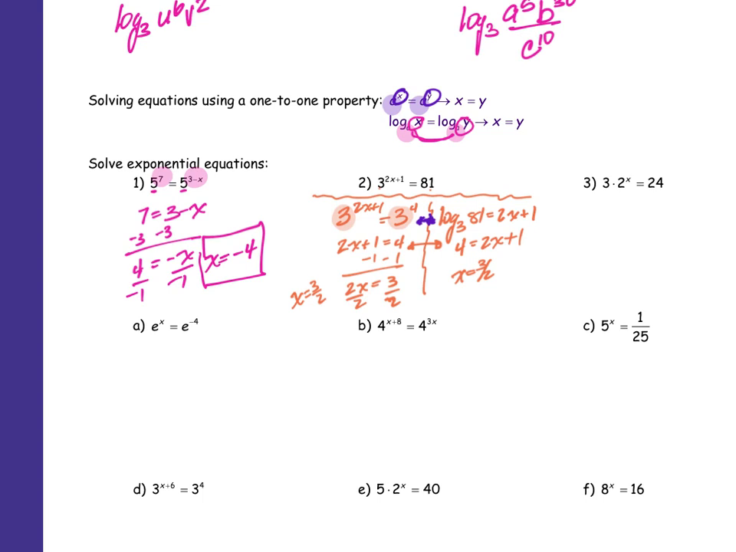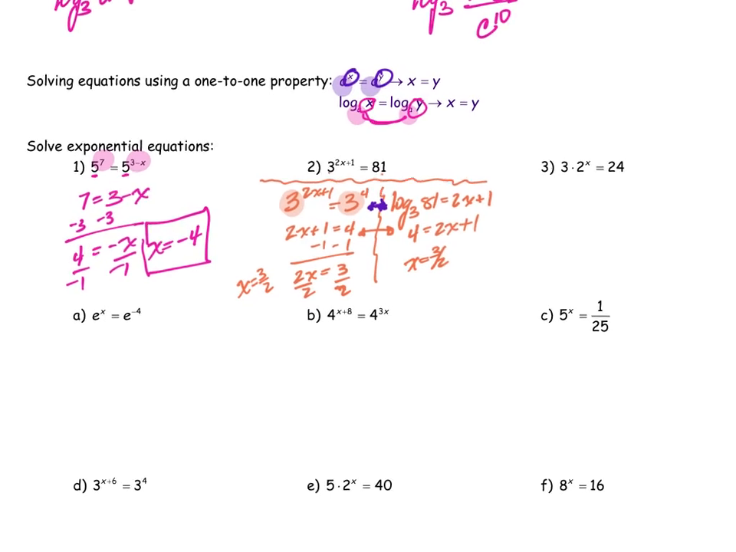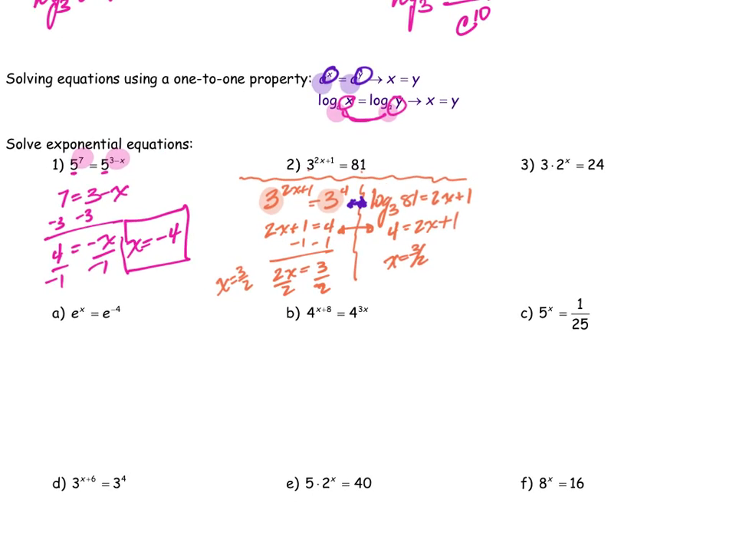So on number 3, what we need to do first is get the exponent by itself, whatever's with the exponent by itself. So I need to get this term right here by itself. I'm going to use adding, subtracting, multiplying, dividing, the inverse operations to get that by itself. So this is 3 times 2 to the x power. To undo times, I'm going to divide by 3. Then I have 2 to the x power equals 8.